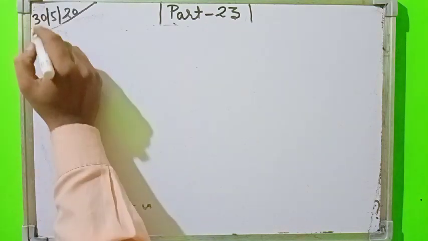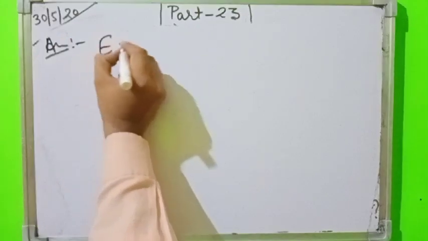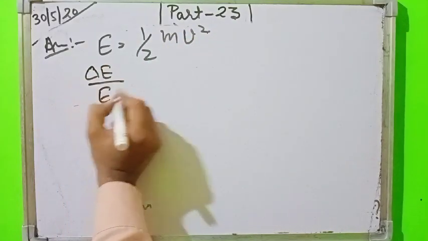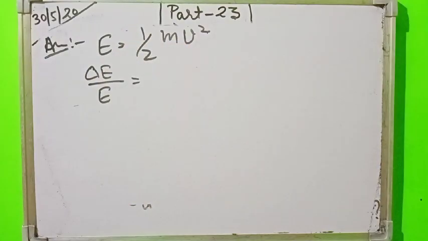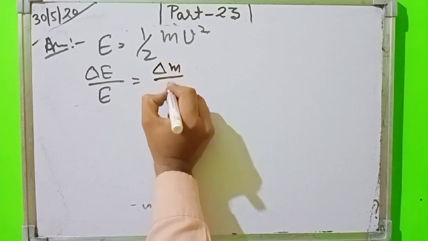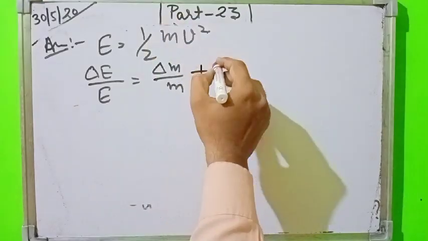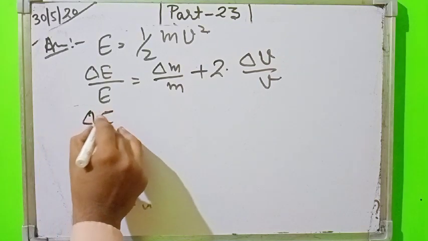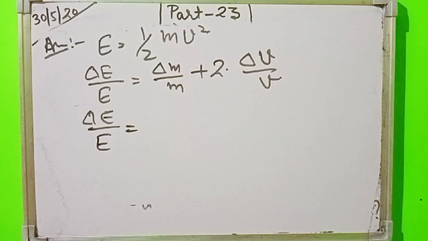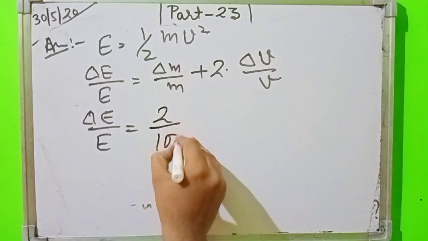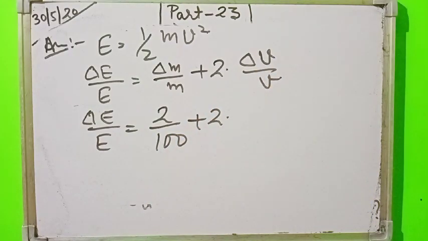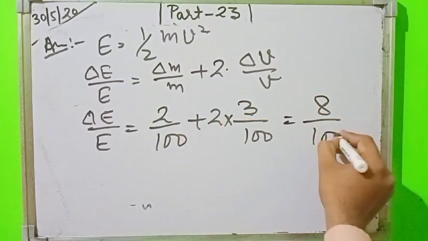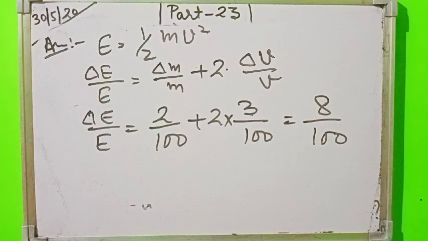E, that is kinetic energy, I am representing, is equal to half mv square. So we can write del E upon E is equal to, this half is constant, so it has no meaning, del m upon m, since it is multiplication, so added, power is going to be multiplied, 2 del v upon v. Clear to all? So del E upon E, that is relative error in the measurement of energy, is 2 upon 100, del m upon m at 2%, plus 2 into del v upon v, 3%, so 3 upon 100. Now we will get 8 upon 100. This is the relative error.